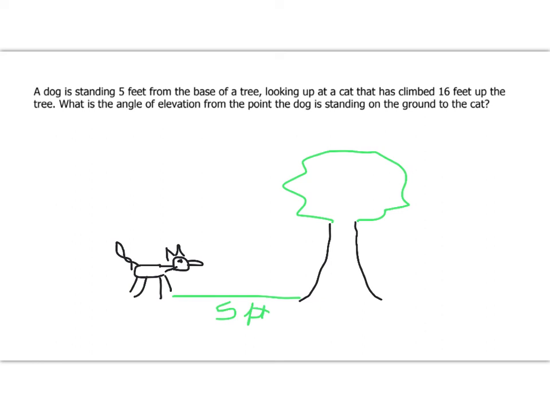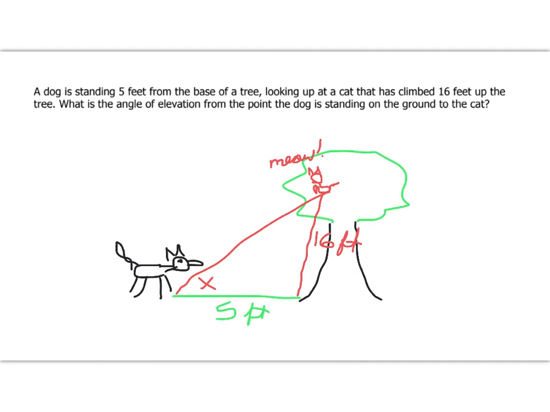What is the angle of elevation from the point the dog is standing on the ground to the cat? So apparently there's a cat in the tree. He's looking up at the cat in the tree. So here's our kitty cat that's just sitting here. And so we want to know from here to here, how much is that? Okay, and let's see, he has climbed 16 feet into the tree.